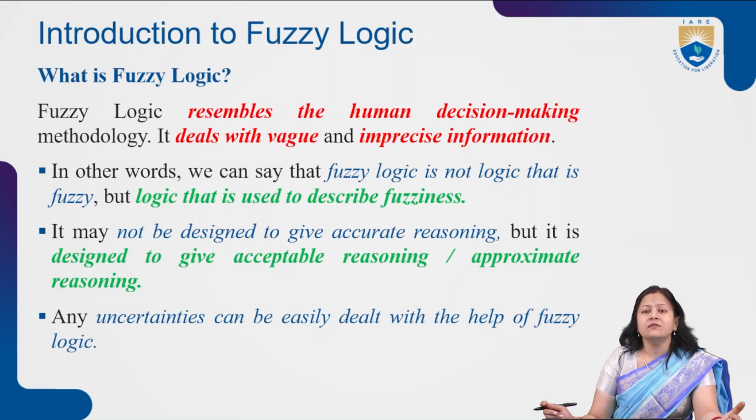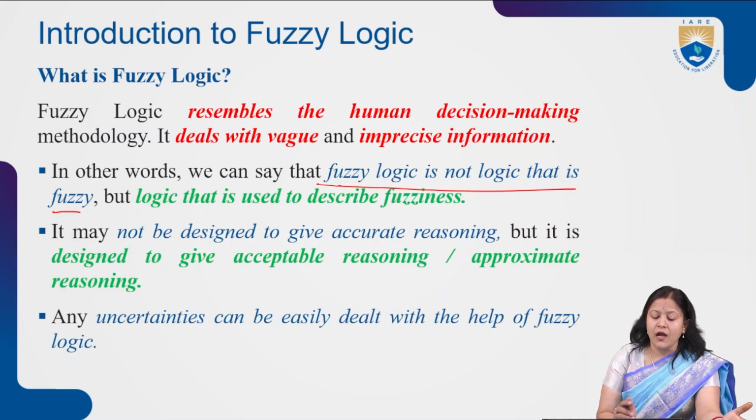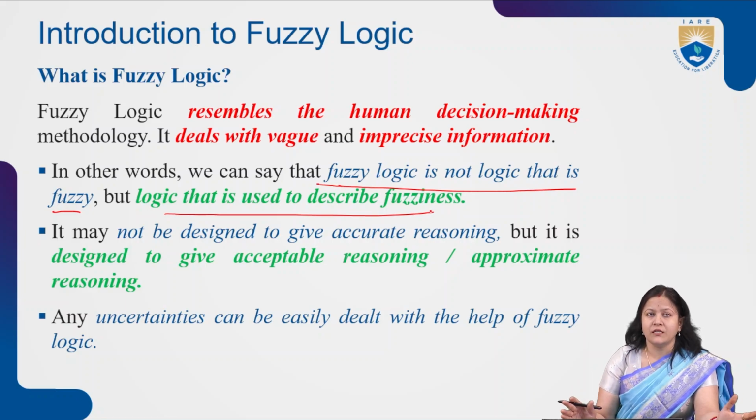In other words, we can say that fuzzy logic is not a logic that is fuzzy. This statement is very important. Fuzzy logic is not logic that is fuzzy. It is used to describe the situation which is fuzziness, meaning what our human brain thinks based upon the situation, it tries to simplify in the form of numerical terms. So that is why it is a logic that is used to describe the fuzziness situation.